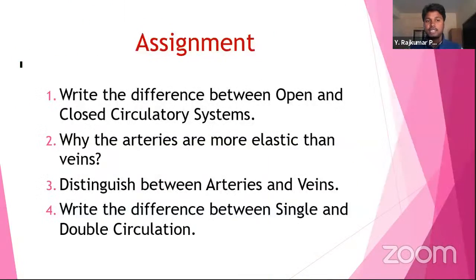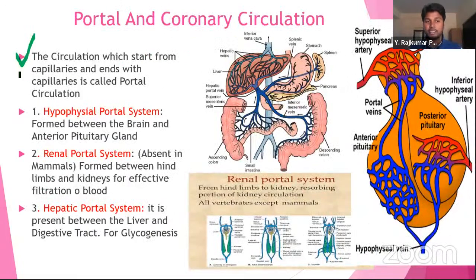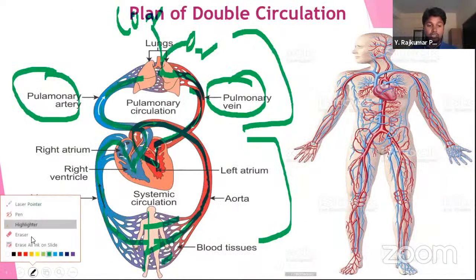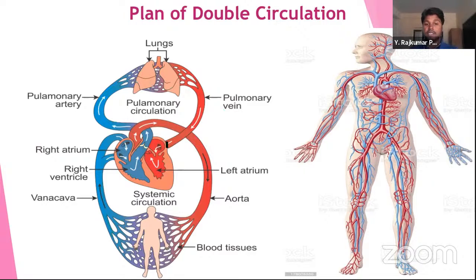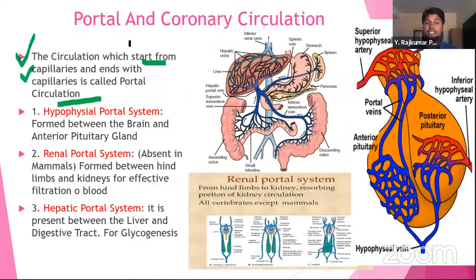Portal circulation means the circulation which is starting from capillaries and ends with the capillaries. Okay, so portal circulation starts from the capillaries and ends with capillary. But when you learn about the double circulation in the human body, you can see the circulation is starting from the large blood vessels. They are called aorta and vena cava. These are arteries and veins. It's starting from the arteries and ending with the capillaries. But in terms of portal circulation, the circulation is starting from the capillary and ending with the capillaries.